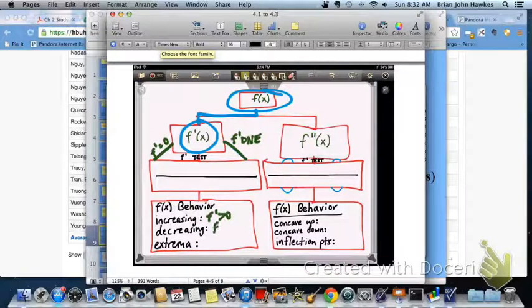Okay, and then when f prime is negative, we know that f of x is decreasing. And we know that when f prime changes sign from positive to negative, we have a max. And when f prime changes sign from negative to positive, we have a min.